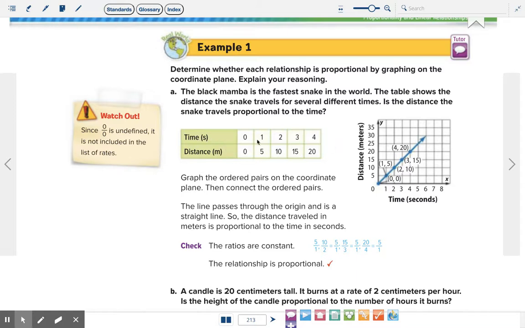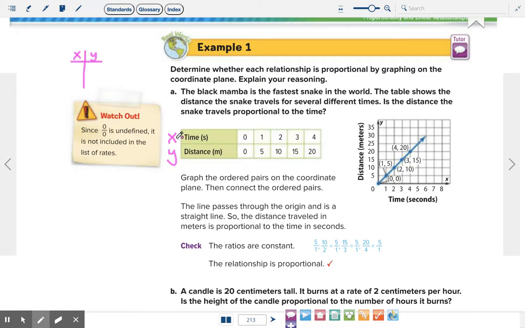So remember, we've talked about this before. Anytime they give us a table like this, it is always set up as x first, then y. When it's up and down, it's always x right here, and then y right here. Okay, so these are the numbers they give us. Time is here, distance is here.